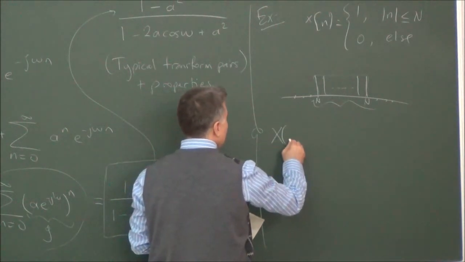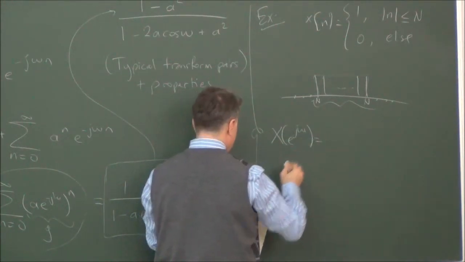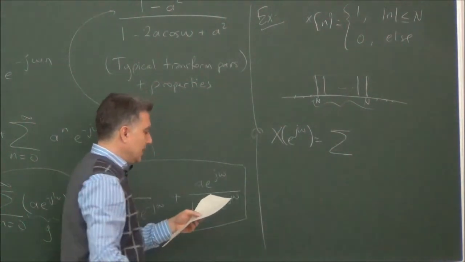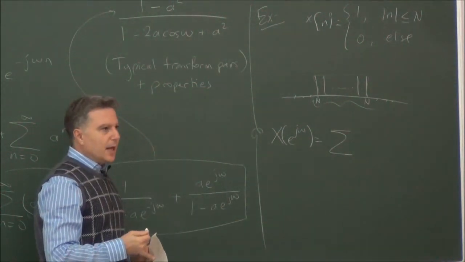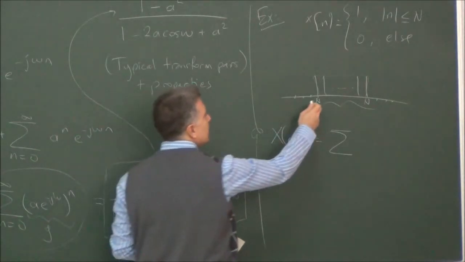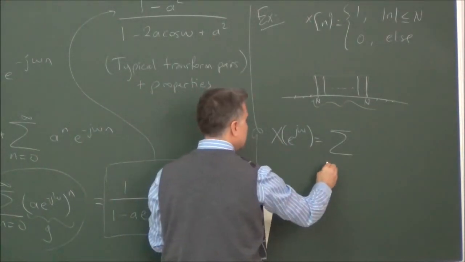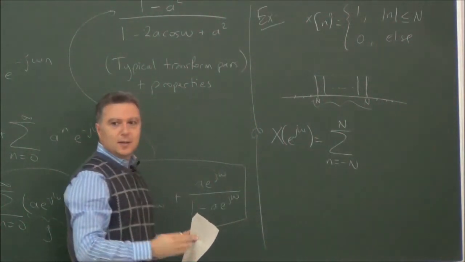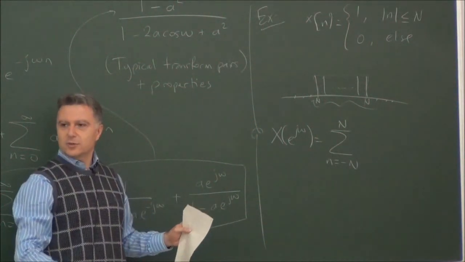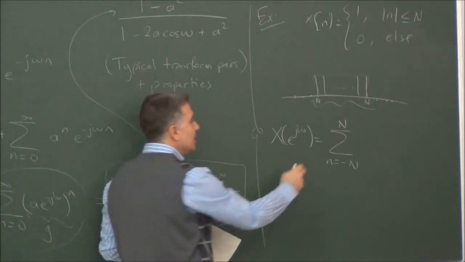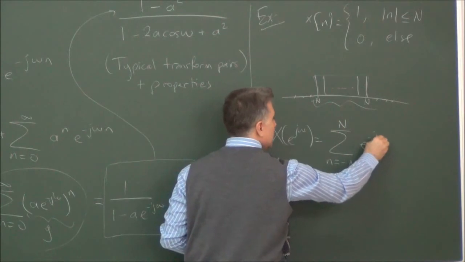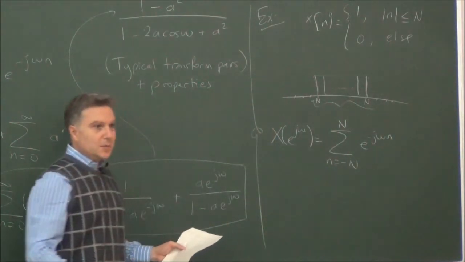What is the Fourier transform? The Fourier transform is an infinite summation of x of n e to the minus j omega n. x of n is valid only from minus N to plus N. So why not write the summation from minus N to plus N only? Because outside these summation bounds, it is all zeros. And inside these bounds, it is 1 times e to the minus j omega n. So it is this summation, quite simply.